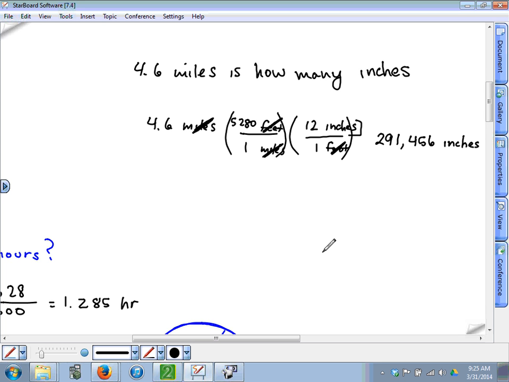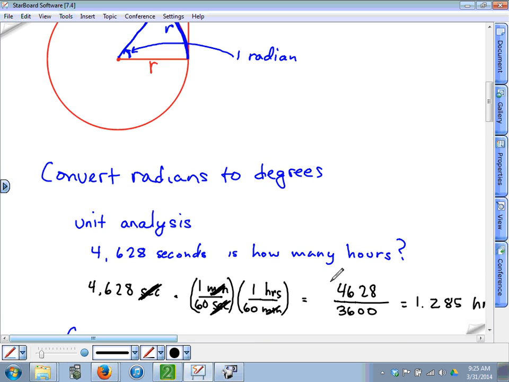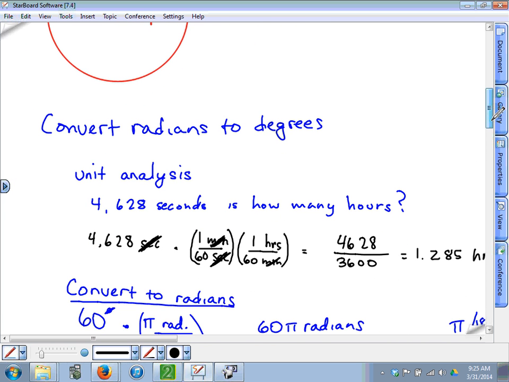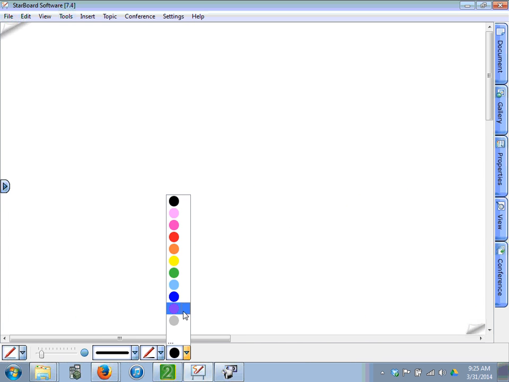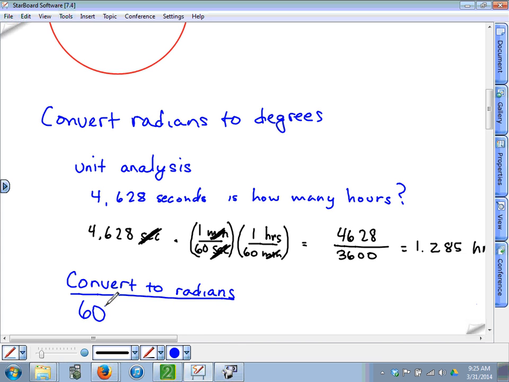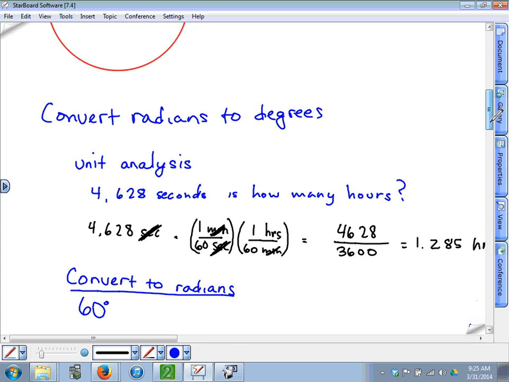This is just called dimensional or unit analysis. You do a little bit of this kind of stuff in chemistry and physics. The reason I'm having you practice this is exactly how you change degrees to radians. Check it out. Convert to radians. Write down 60 degrees. We're going to change 60 degrees into radians.